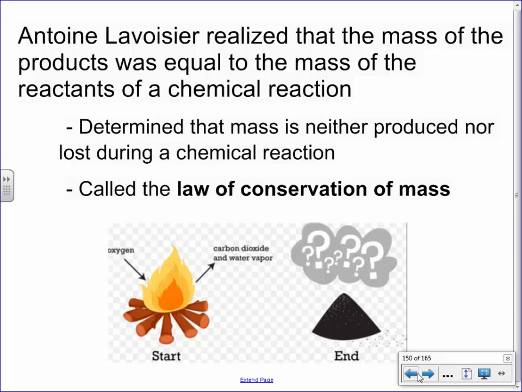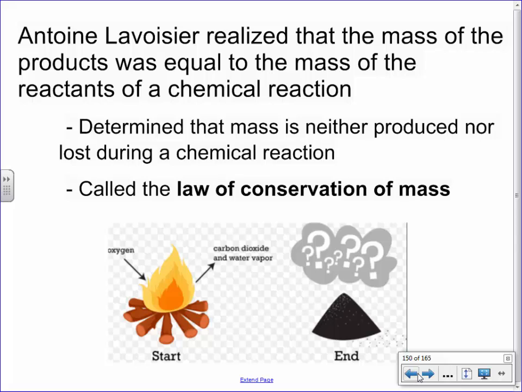It's actually what we're going to do in our lab on Thursday. We're going to test it. You guys are going to go and you're going to weigh out some reactants. You're then going to combine them together and make products. And you're going to weigh what we start with. You're going to weigh what we finish with, and we're going to see whether really it is true that if you start with 5 grams, you end with 5 grams.